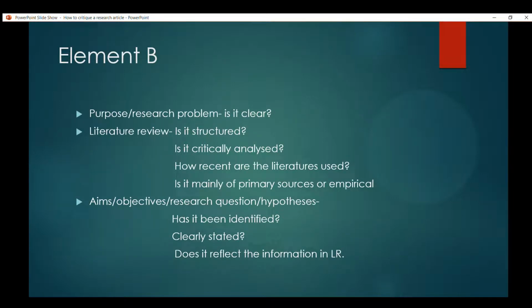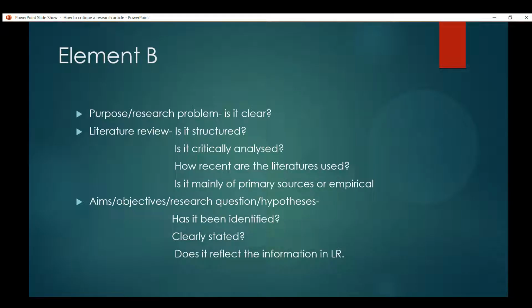Now to the element B part of it, which I said is the robust part. That's the part that contains most of the things that the article is all about. So you want to see if the purpose or the research problem is clear. Like, was this clearly stated? It has to be clearly stated and clearly identified, so that when you know the problem, like, this is the problem, this is what we're researching about, and then you see, oh, at the end of it, was the problem clearly stated?